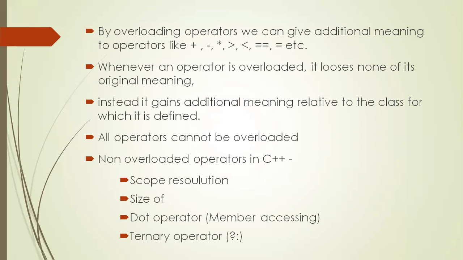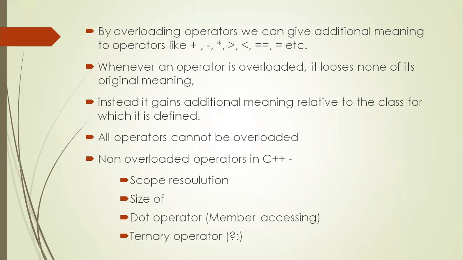But not all the operators available in C++ can be overloaded. Some operators we can overload, some operators you cannot overload. For example, the plus operator we can overload. Overload means you are giving additional meaning. You can use the plus operator to add two integers, or to add two floats, or to add two complex numbers, or to add two strings. Similarly, the greater than operator can be used to compare two integers, or to compare two strings, or to compare two characters, or to compare two dates, or to compare two matrices.